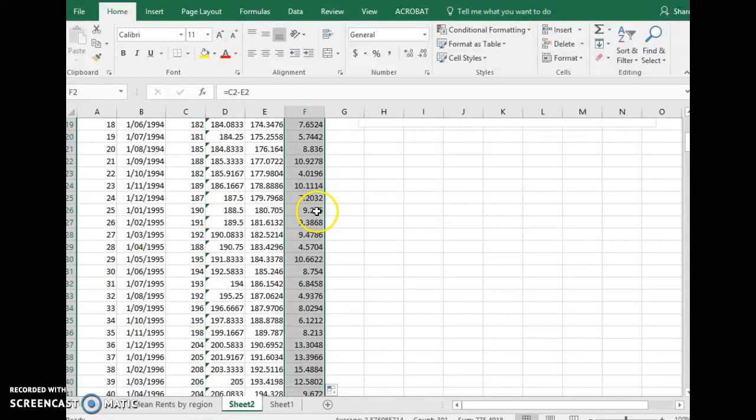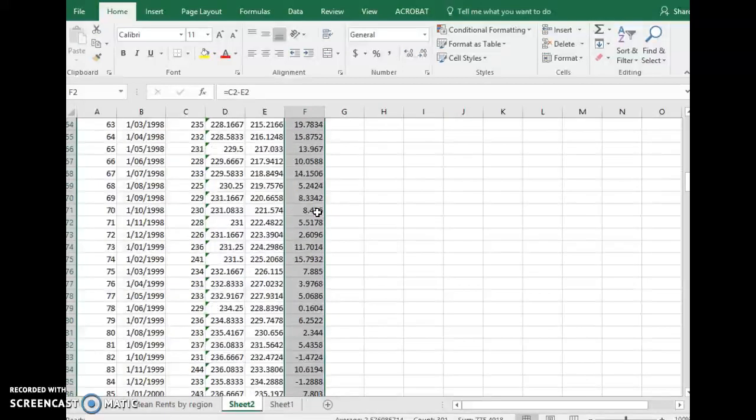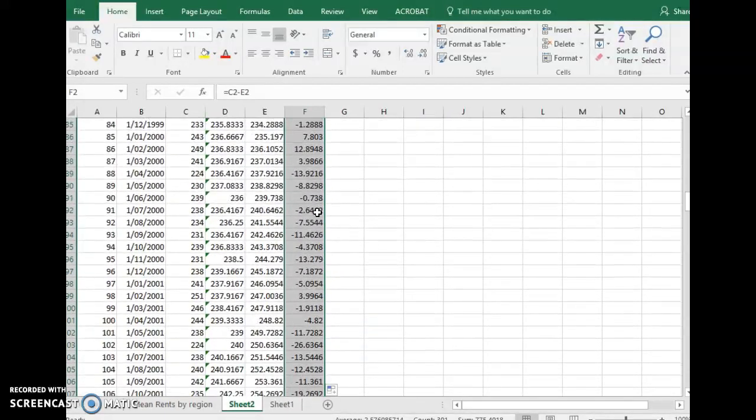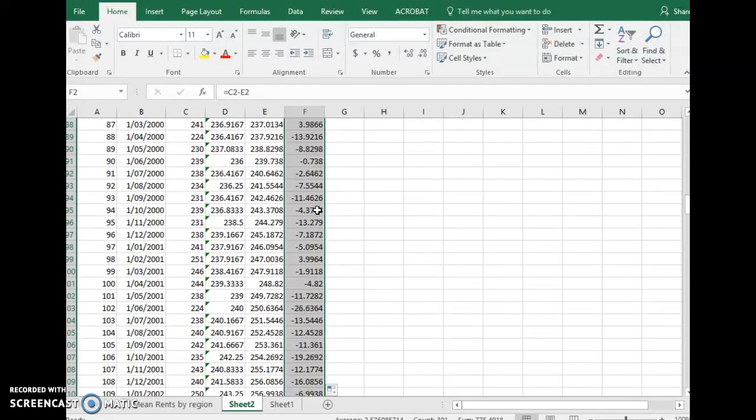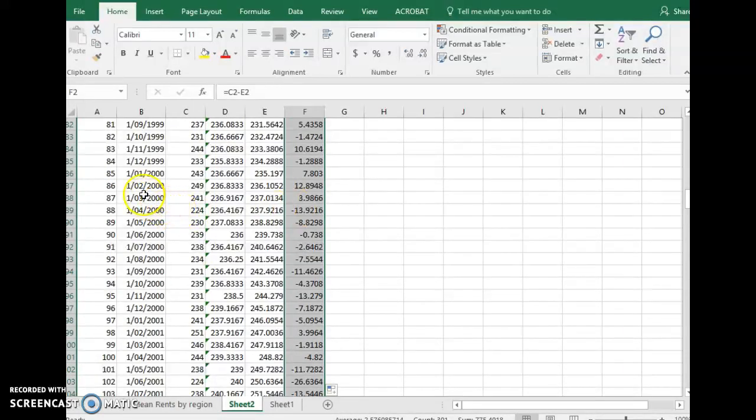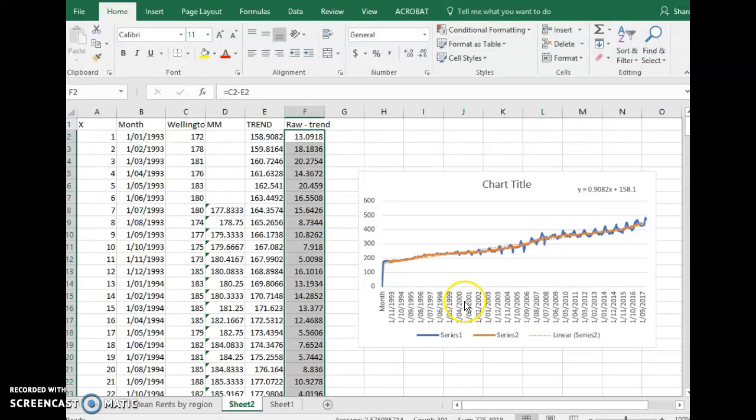And there should be some negative values here somewhere. There they are. Not surprised to see those negative values start in the year 2000, because if you look at the graph, here's 2000, the raw data in blue dips below the trend line. That's why you've got negative values now. All the decimal points there are a bit unnecessary. Maybe 1 dp is enough.